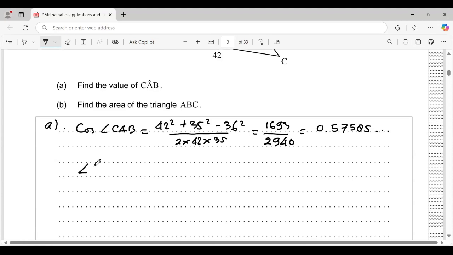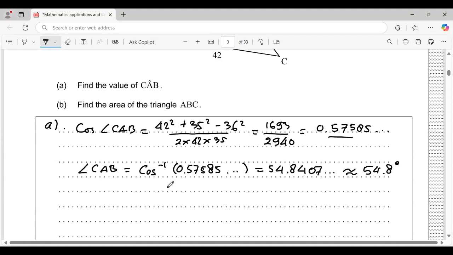So angle CAB equals arc cosine, or cosine to the power minus 1, of this number, 0.57585. The result is 54.8407, or 54.8 degrees.